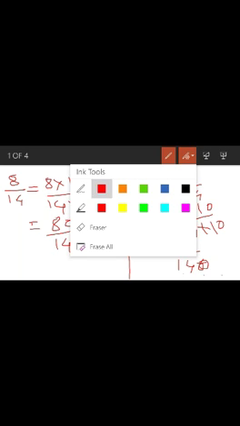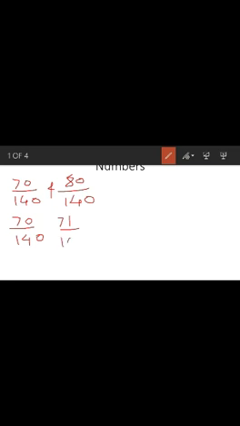Now we need to find the numbers between these two numbers, 70 upon 140 and 80 upon 140. After 70 upon 140, which number will come? That is 71 upon 140, isn't it? Which is greater than 70 upon 140. Same thing, which number will be there before 80 upon 140? That is 79 upon 140, which is less than 80 upon 140.